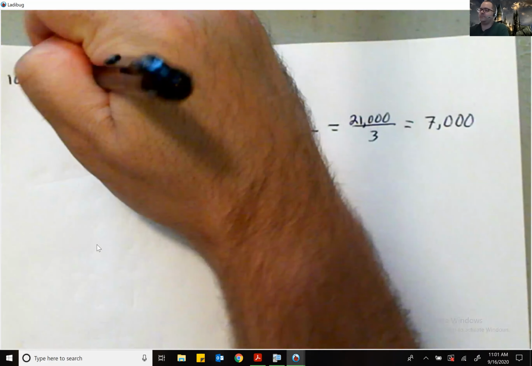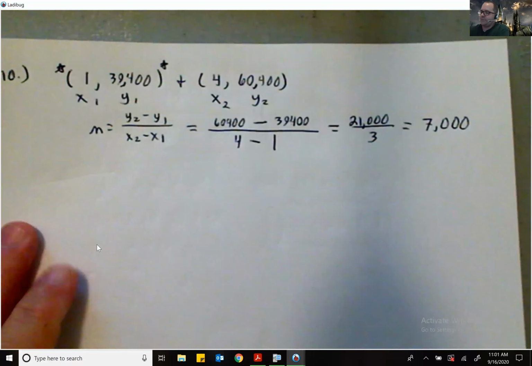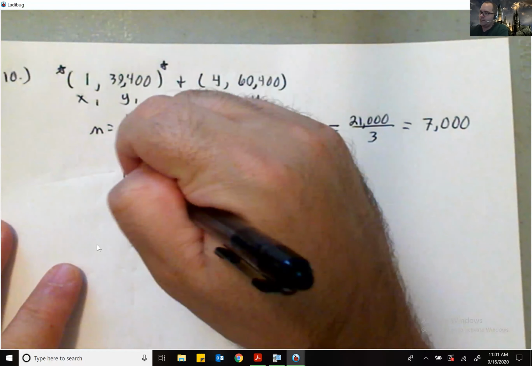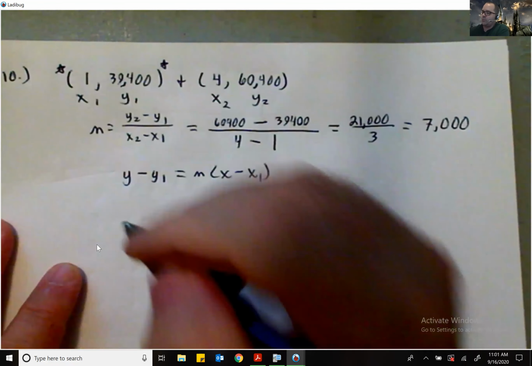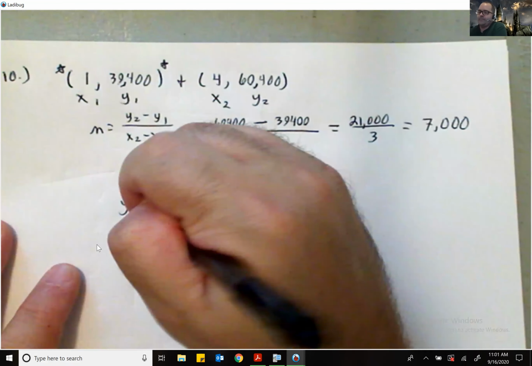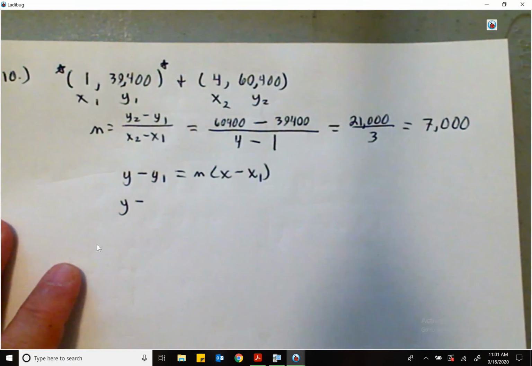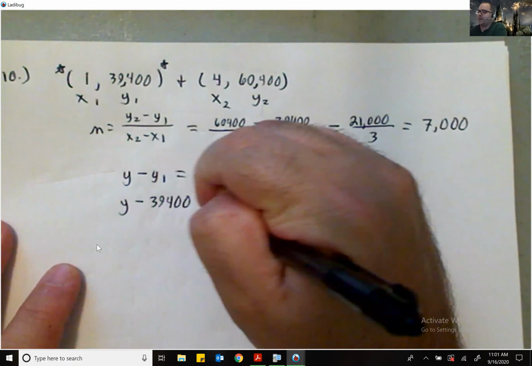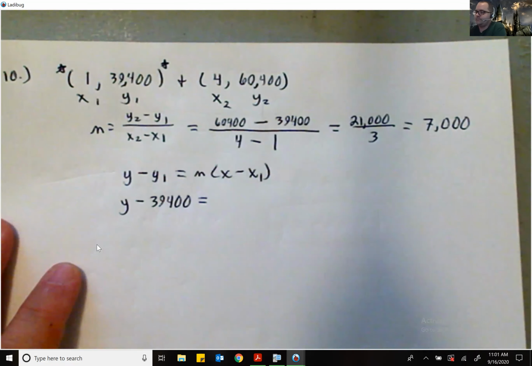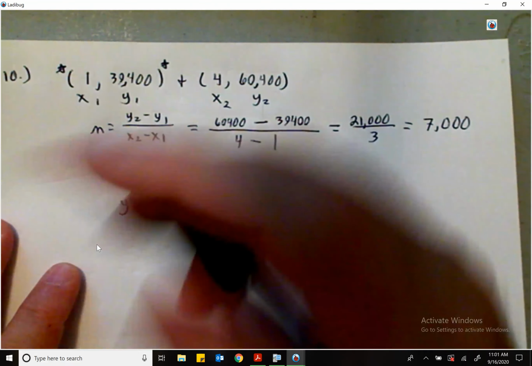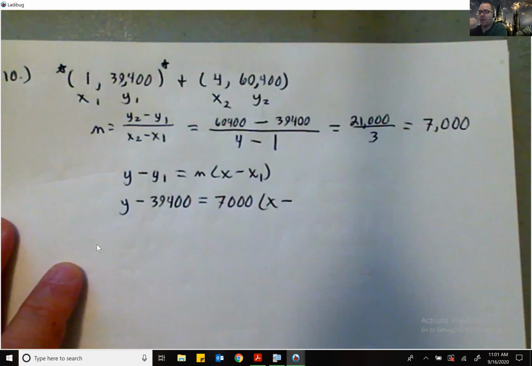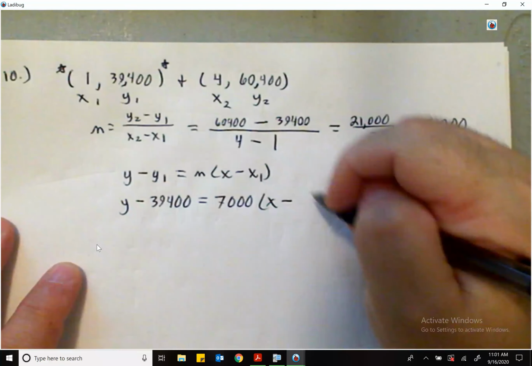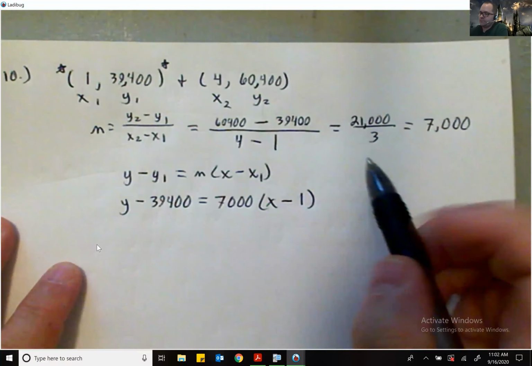Let's do it. So we're going to have y minus y1 equals m in parentheses x minus x1. So y minus, what's y1? y1 is the 39,400. Okay, equals, what's our m? 7,000. Okay. x minus, what's our x1? 1. Okay. So now we're going to distribute through.